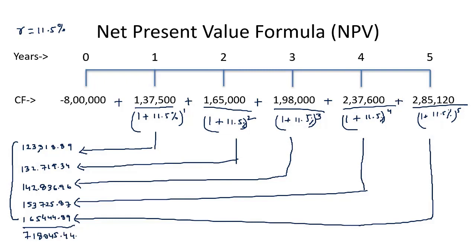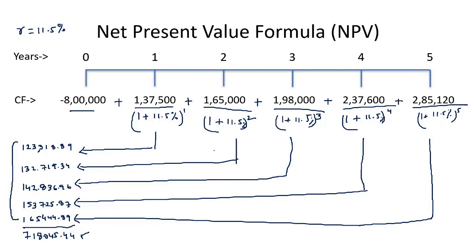So we can see that, what we are getting in the next 5 years, assuming after 5 years we don't have any other cash flow, in 5 years we are getting in total 7,18,045 rupees as against our investment of 8 lakh rupees.